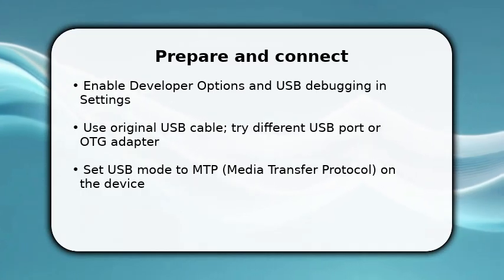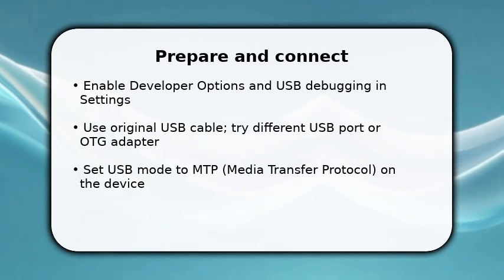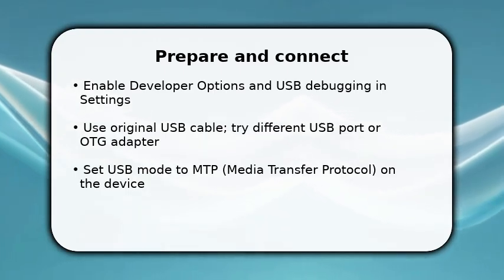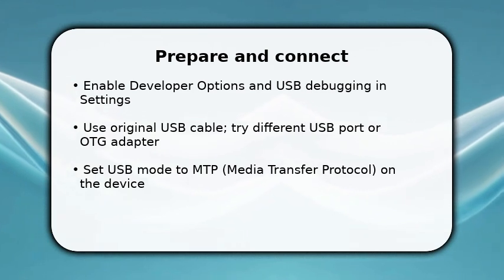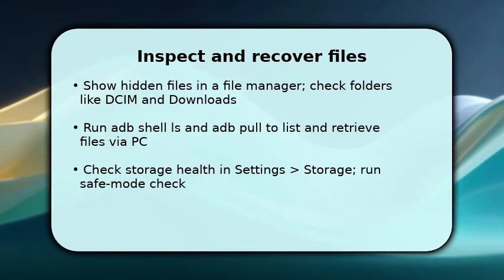If MTP fails, try OTG with a file manager app on the phone to verify files locally. This confirms whether the problem is connection-related or storage-related before deeper fixes. Now you inspect and recover.